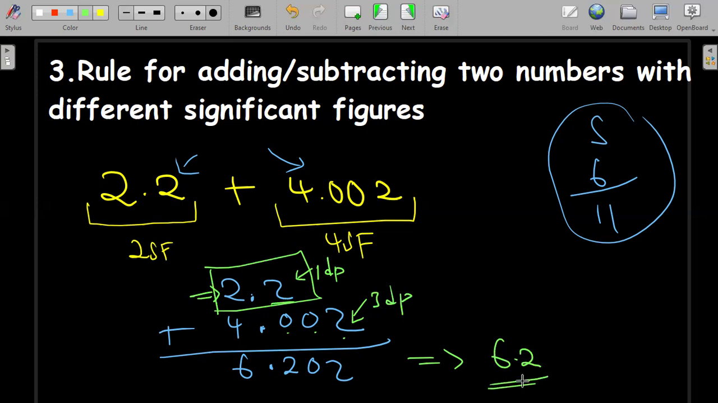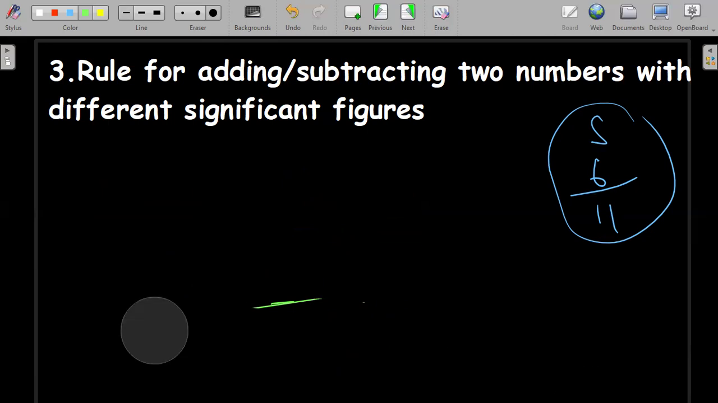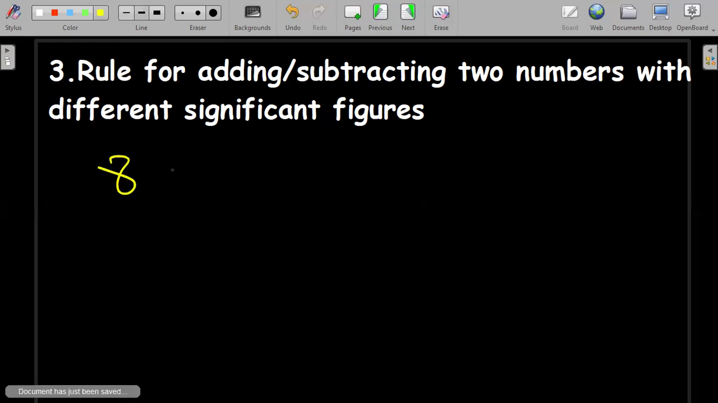Okay, so this here will be our final answer. Okay, what if we are subtracting? When we are subtracting, we use the same rules. We look at the number of what? Decimal places. So for example, if I have 8 minus 4.576, and then 7.6.